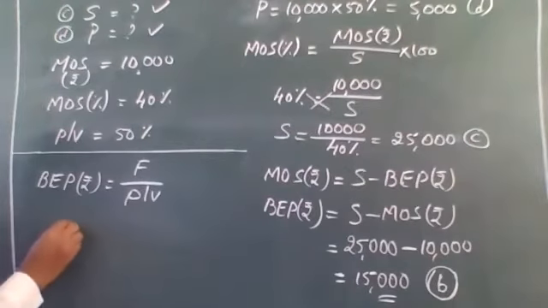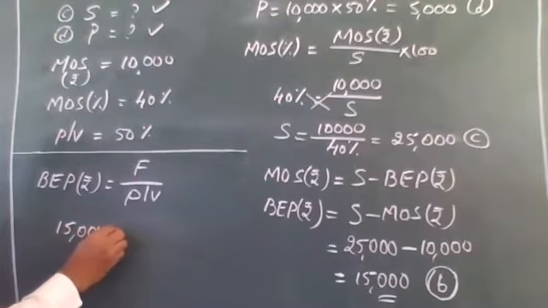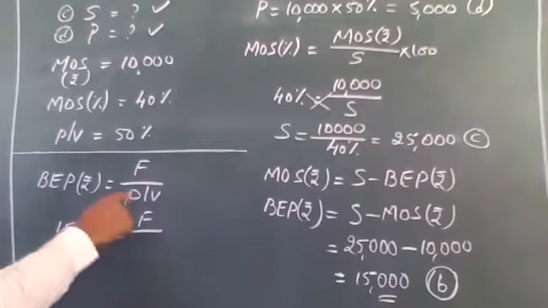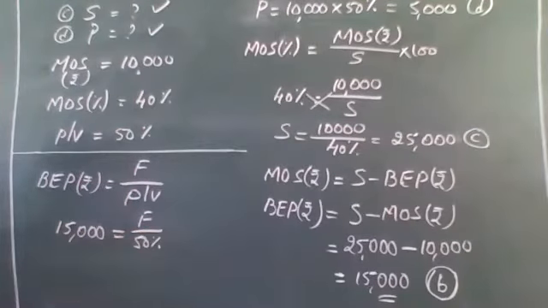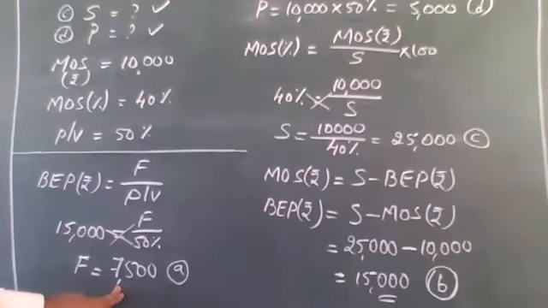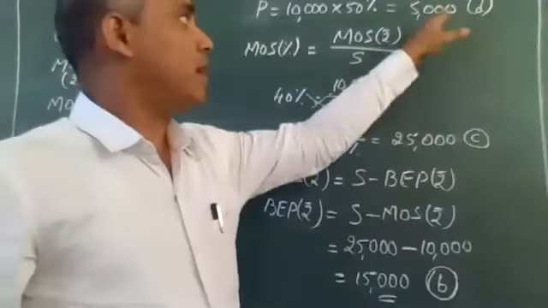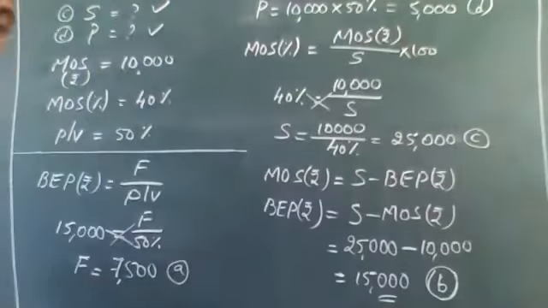BEP rupees, I am taking 15,000. Fixed cost is what I need to find out, by PV ratio, which is given as 50%. So, cross multiplication. Therefore, fixed cost is equal to 15,000 into 50% comes to how much? 7,500. This is my A. So A answer is 7,500. B answer is 15,000. C answer is 25,000. D answer is 5,000. This is the solution for question number 21.